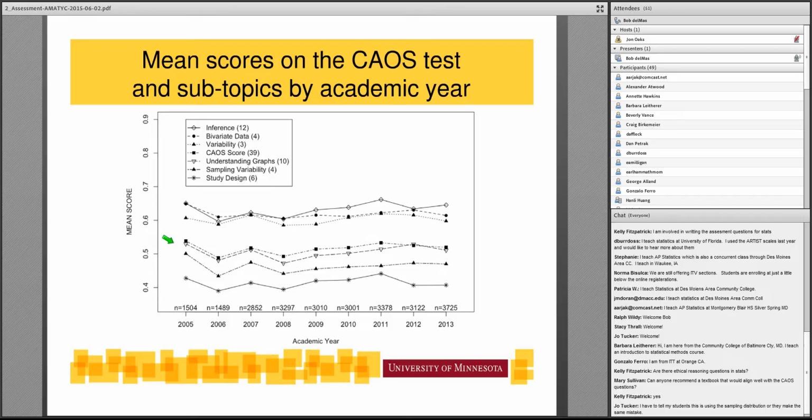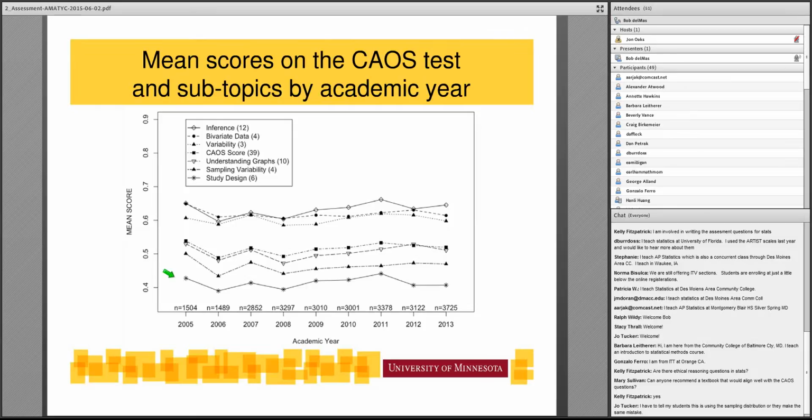What seems to be easier to comprehend are the items having to do with statistical inference, which might be surprising to most. Conceptual understanding of variable data is also easy, and items having to measure about variability. What seems to be more difficult is understanding and interpreting graphs, understanding sampling variability, that's probably not a surprise, and then study design.